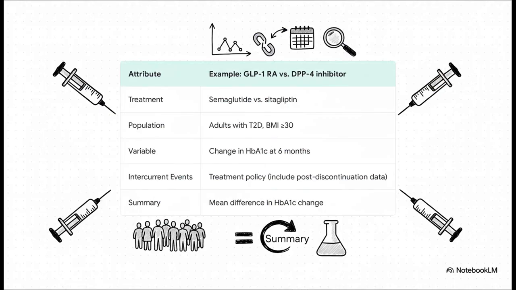And this table is a perfect example of that in action. We're not just asking, which diabetes drug is better. The Estimand makes us get super specific. Which drugs, in which patients, measuring what exact variable. And check this out. It even pre-specifies how you're going to handle things like patients who stop taking the drug. Every single detail is locked in, leaving zero room for ambiguity later.